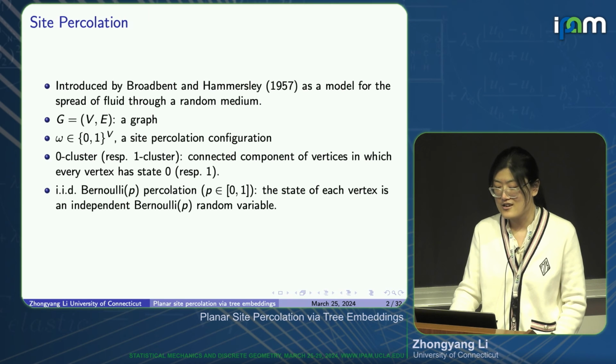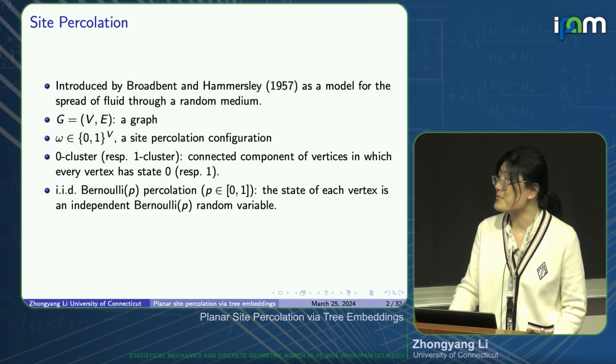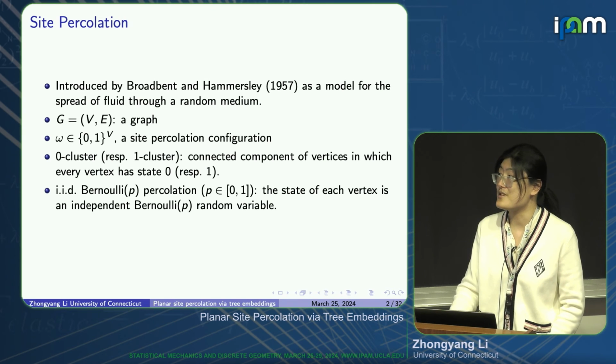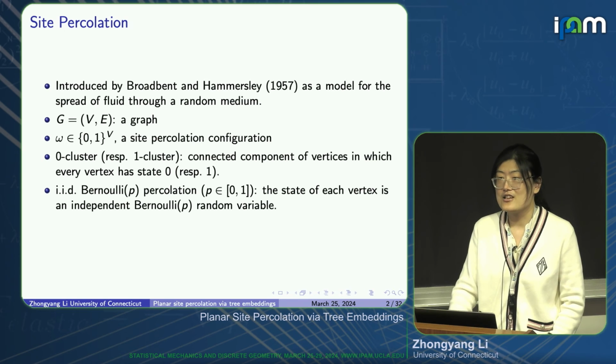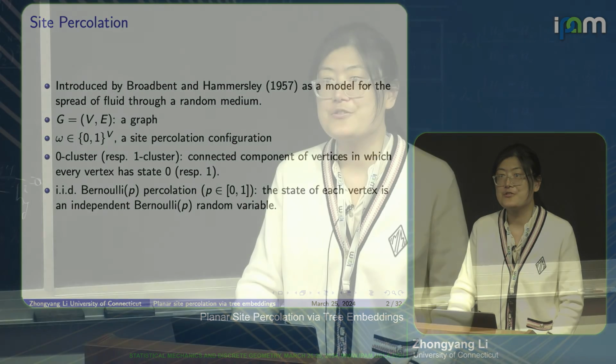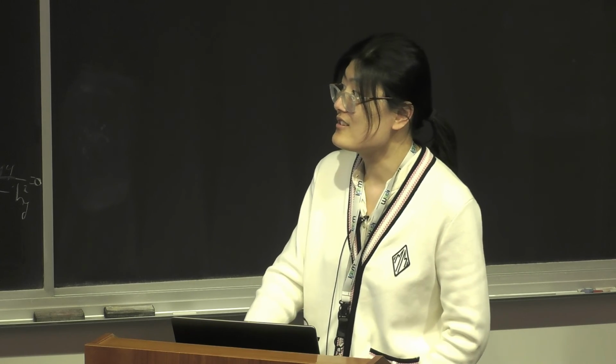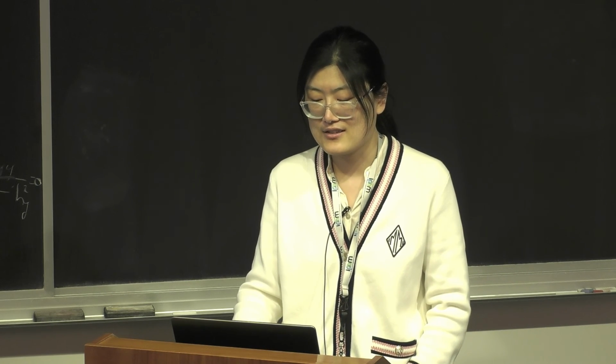The most natural and most studied probability measure is called the i.i.d. Bernoulli p percolation model. In this model, we associate an i.i.d. Bernoulli random variable to each vertex. That means each vertex has state 1 with probability p and state 0 with probability 1 minus p, and the states of different vertices are independent. Then the classical question in percolation theory is: when do we have an infinite cluster?